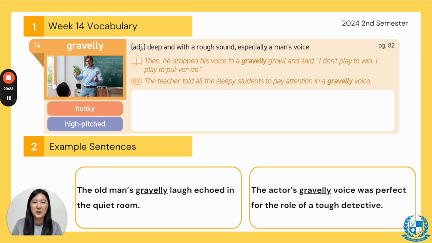Here, it says, the old man's gravelly laugh echoed in the quiet room. Ho, ho, ho, ho, ho. He just sounded like Santa. Next one, it says, the actor's gravelly voice was perfect for the role of a tough detective. So here he had a low voice and it's good for a tough detective because it shows that he's kind of scary.